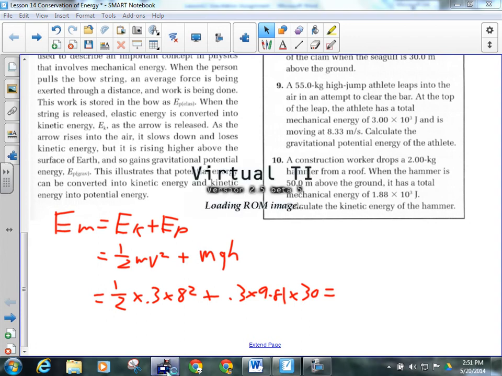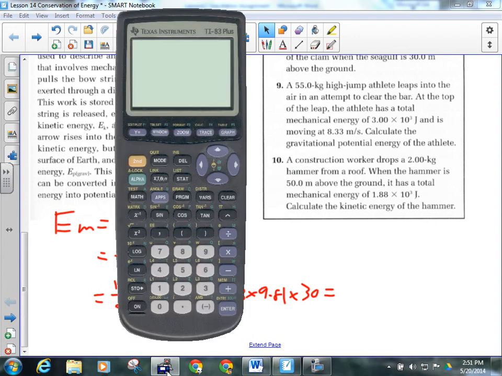So we'll plug that into our calculator here. 0.5 times 0.3 times 8 squared, plus 0.3 times 9.81 times 30. So we got 97.89 joules as our answer there.